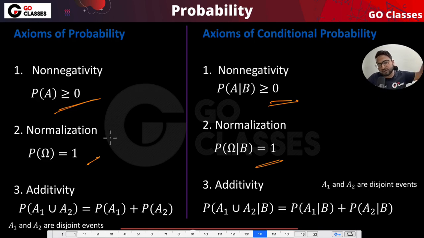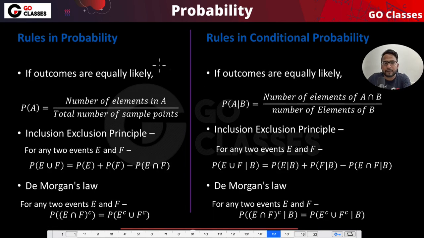So if some rule is getting followed there, then it will get followed here also. It's not a problem in the reduced sample space. Cool. Now here earlier we had one rule, which is basically saying the probability of any event is the number of elements in A divided by the total number of sample points. So that is also followed here, like A given B. Here it will be the number of elements in A intersection B upon the number of elements in B, right?